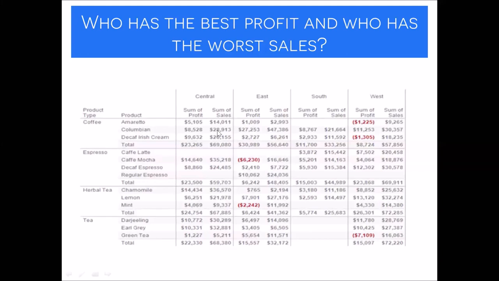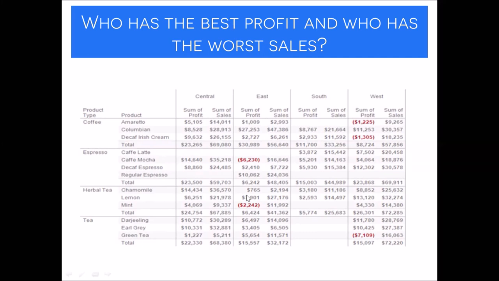Because it's very hard to search it, right? So who has the worst sales and which product is it and who has the best profit? It's really hard to see. Well, some of them are red, so these are the losses, right? But then who really has? So it's very hard. You have to read all the numbers, and it's impossible, right?